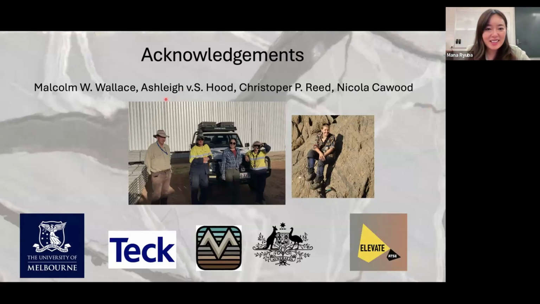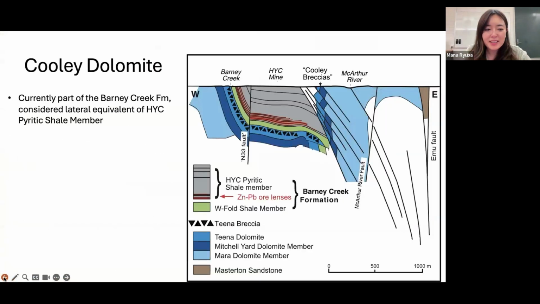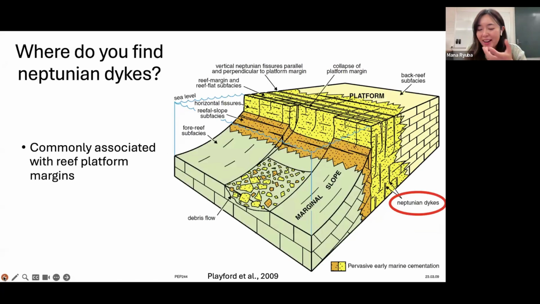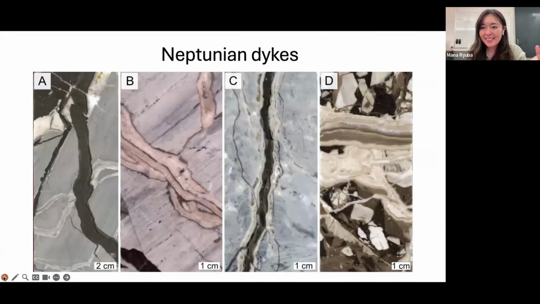Let's see if I can go back. Okay, I don't know how to work this thing. So it's cool because these features you can see in hand specimen. They're quite big, so they're pretty spectacular actually. Obviously I'm biased, but I just think they're so beautiful, and you can see the scale. You have the core, and you can see these big Neptunian dykes going right through them, a few centimeters wide.